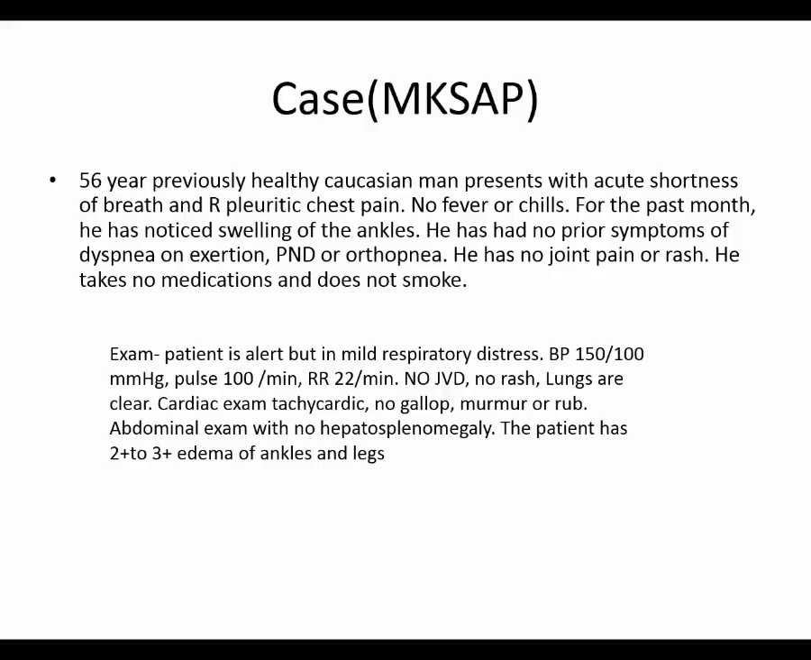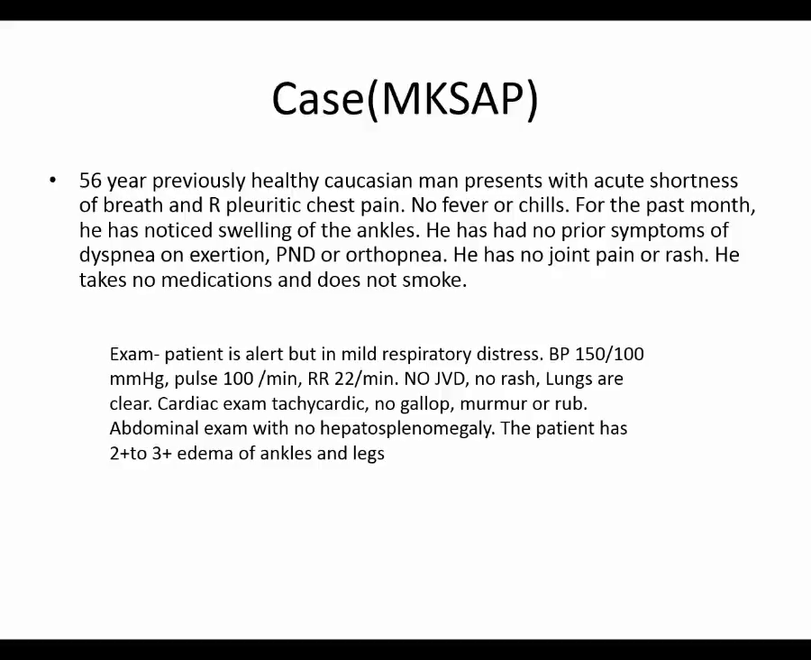So, a 56-year-old previously healthy male presents with acute shortness of breath and right pleuritic chest pain. No fever or chills. For the past month, he has noticed swelling of his ankles. He has had no prior symptoms of dyspnea on exertion, PND, or orthopnea. Please do not mind my abbreviations. I'm like you guys, not like some of the senior people who don't like them. I hope you understand them. If you don't, please feel free to ask. He has no joint pain or rashes. He takes no medications and does not smoke.